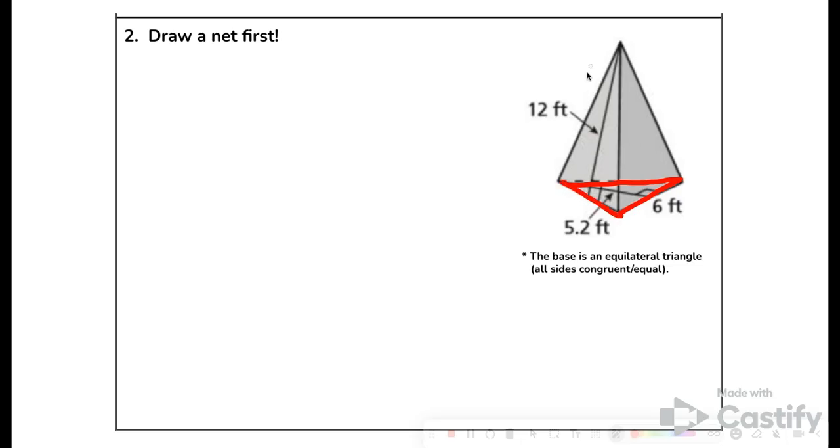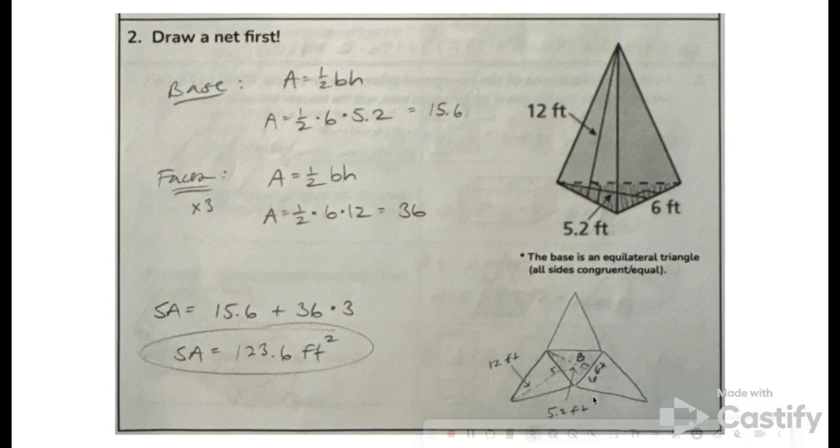So all of these triangles wrapping around here, meeting at the point, the faces are all going to be the same triangle because they all have a base of 6. And then this right here is their height of 12. But then the triangle on the bottom is different because it has a base of 6, but it tells us that that triangle has a height of 5.2. So here you go. Here's my net. The area of the base, the area of the 3 faces, add everything up, 123.6 feet squared.